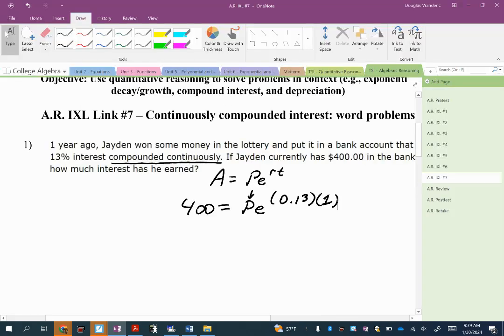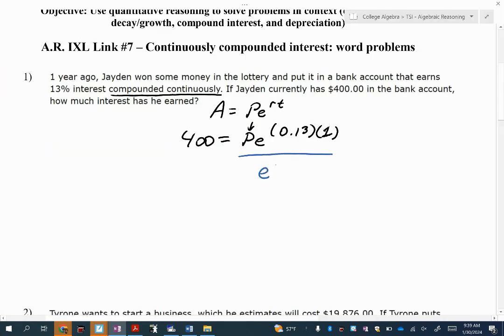So if I divide both sides by E to the 0.13, are you guys okay if I just put that now? Because when you multiply 0.13 times 1, it's still just 0.13. So divide both sides. And so if someone could turn on their calculator and type in 400 divided by E to the 0.13 power, we will find out how much money Jaden invested. 351.24. I'm going to put 0.24 if you're cool with that.